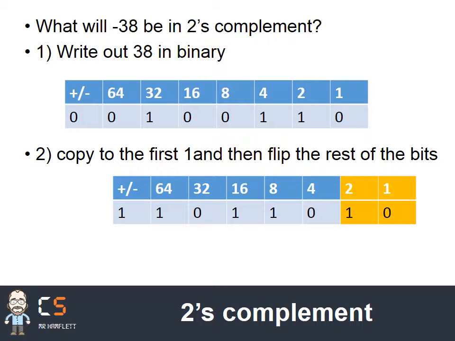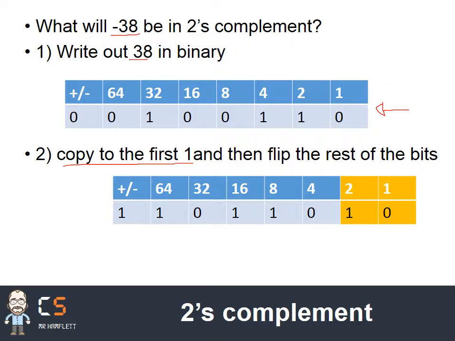So let's actually look at another way of doing it. Okay, this is my preferred method because I find it a bit quicker than adding 1. So what you do is, to work out what negative 38 is, you write it out in binary first, like that. Then you copy up to the first 1 and then flip the rest of the bits. So I start going from this direction.